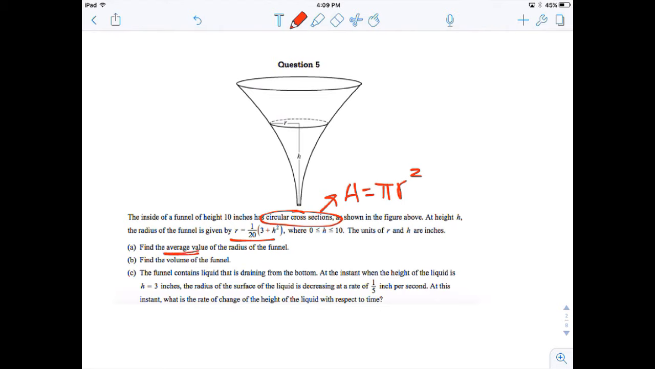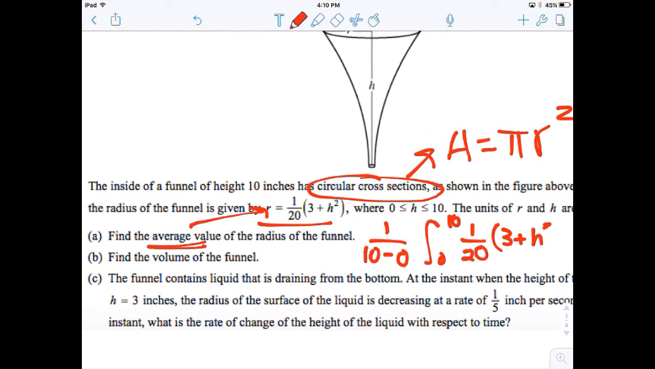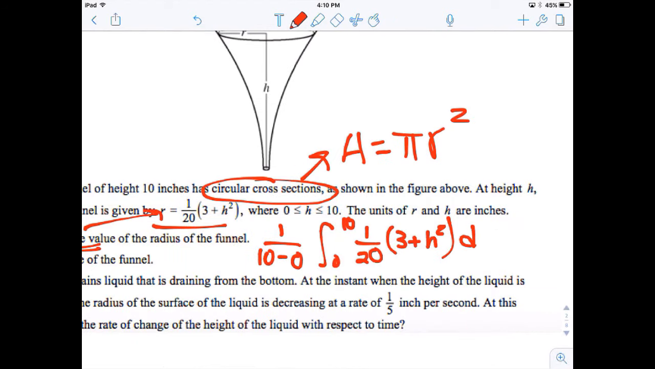Well, they gave me a formula for radius, so I'm finding the average value of that. So this would be 1 over 10 minus 0, times the integral from 0 to 10 of 1 over 23 plus h squared dh. We're actually going to integrate that. And again, I would integrate that all the way out.